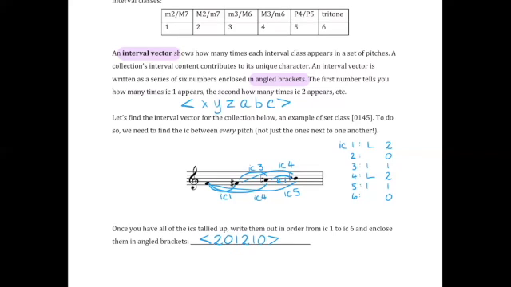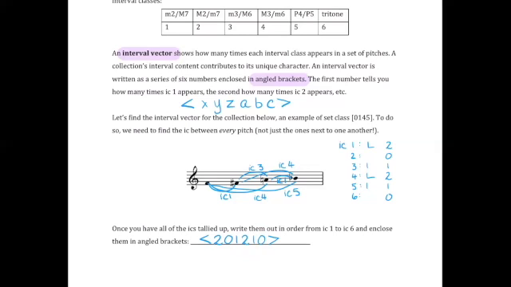Now, looking at this interval vector, it shows you a couple of interesting things. One is that the interval content is pretty well dispersed. We don't have any interval that jumps out as kind of the most prominent. And the other thing it shows us is the absolute absence of two interval classes. We have no IC2s and no IC6s. And that, of course, will have implications for the sound of the set itself.